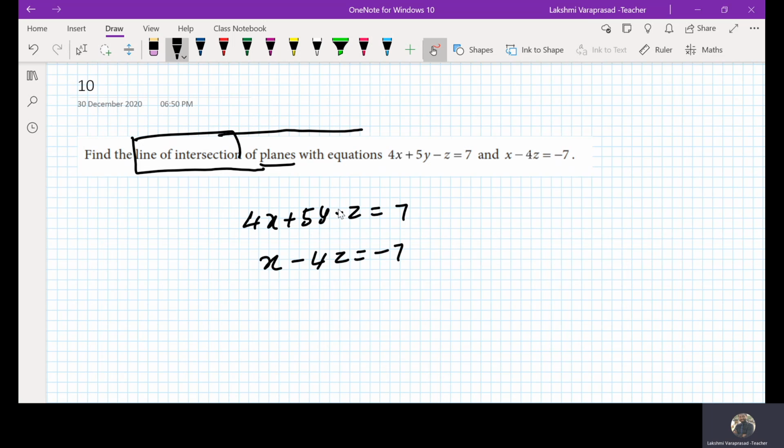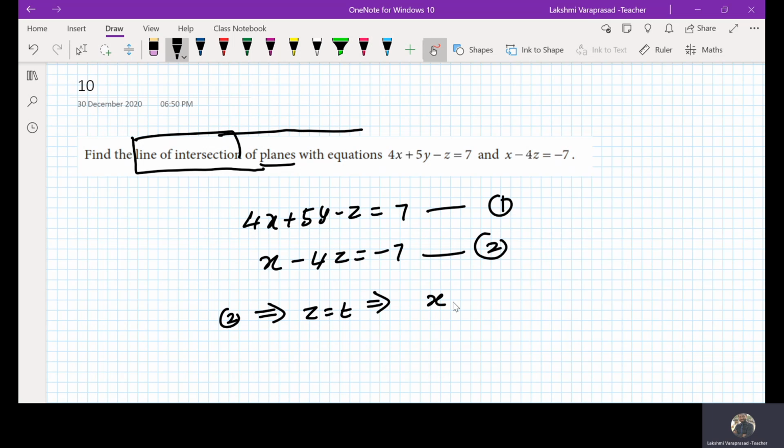Let me name this equation 1, and this equation 2. From equation 2, let me consider z is equal to t, because I want to write it parametrically. I'm just considering z is equal to t. Do you remember, when solving with the row transformation technique and the last row becomes 0, we used to consider z is equal to t or z is equal to k, some constant.